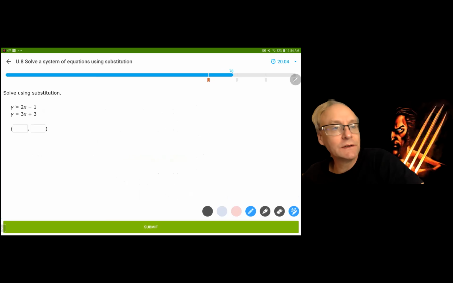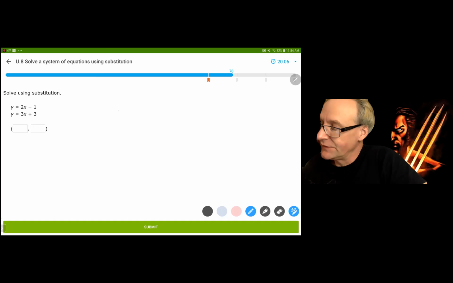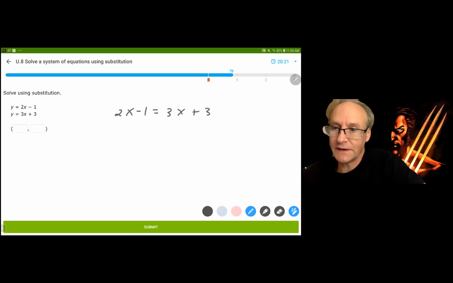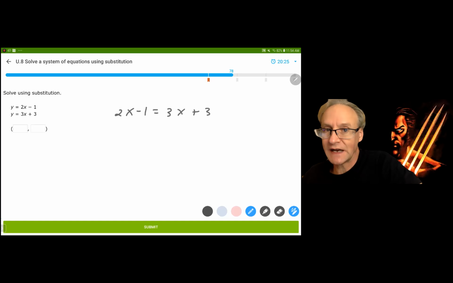Okay, guys, I hope you're getting good at this. We're going to do a substitution. 2x minus 1 equals 3x plus 3. In this particular case, I don't like a negative x. So what I'm going to do is subtract 2x from both sides. I know a lot of people, like I said, like to get their x's always on the left. But in this particular instance, I think it's easier to understand if I do this.